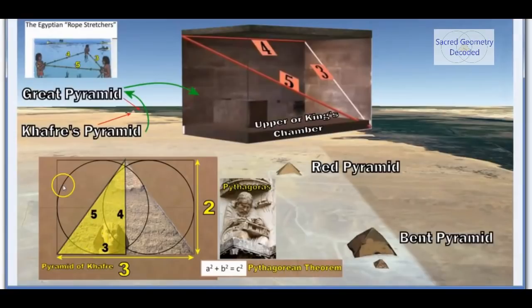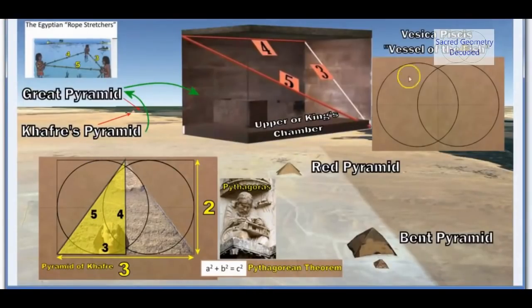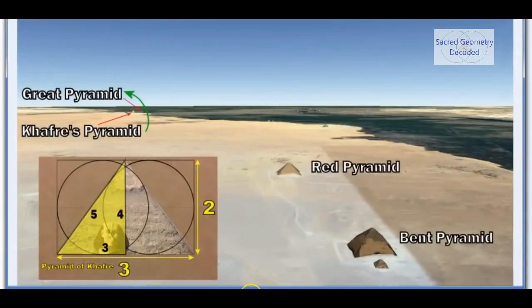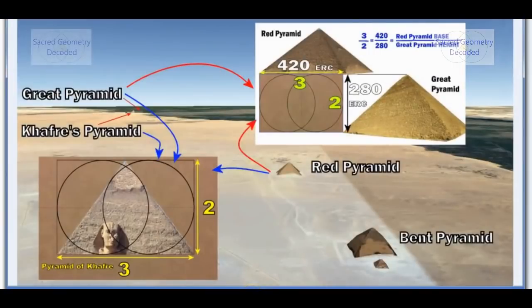But we see a connection here. From the 2:3 ratio, we get the 3-4-5 triangle, which also brings us to the Great Pyramid, and the Vesica Pisces, the vessel of the fish. So we'll draw on more and more lines, more connections.